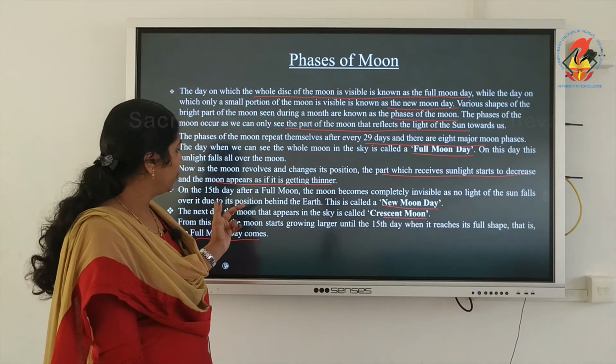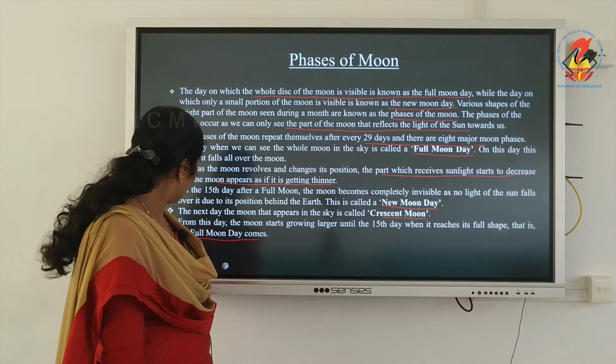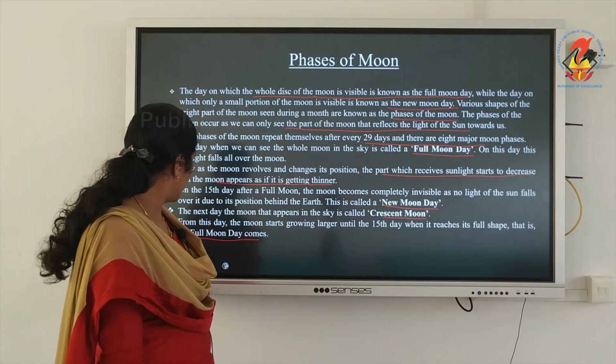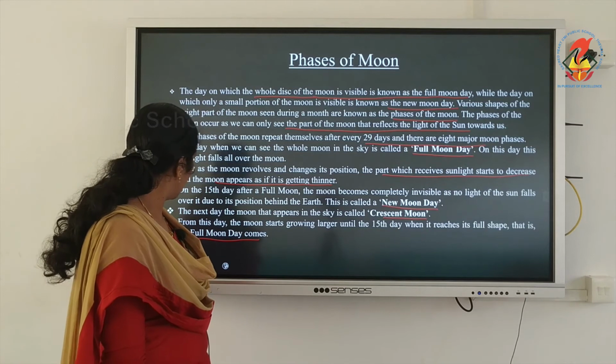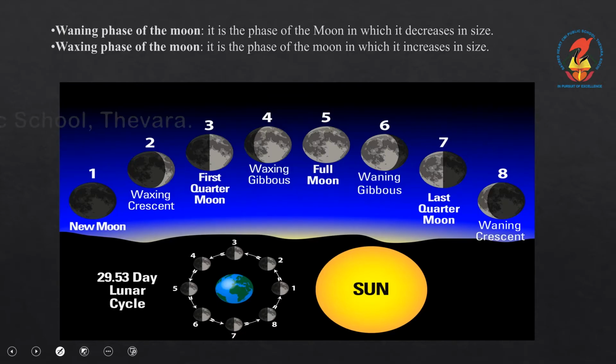Then on the 15th day after new moon day, again the full moon is visible to us, that is known as full moon day. So, this is about the phases of the moon. It will take 29 days to complete it.